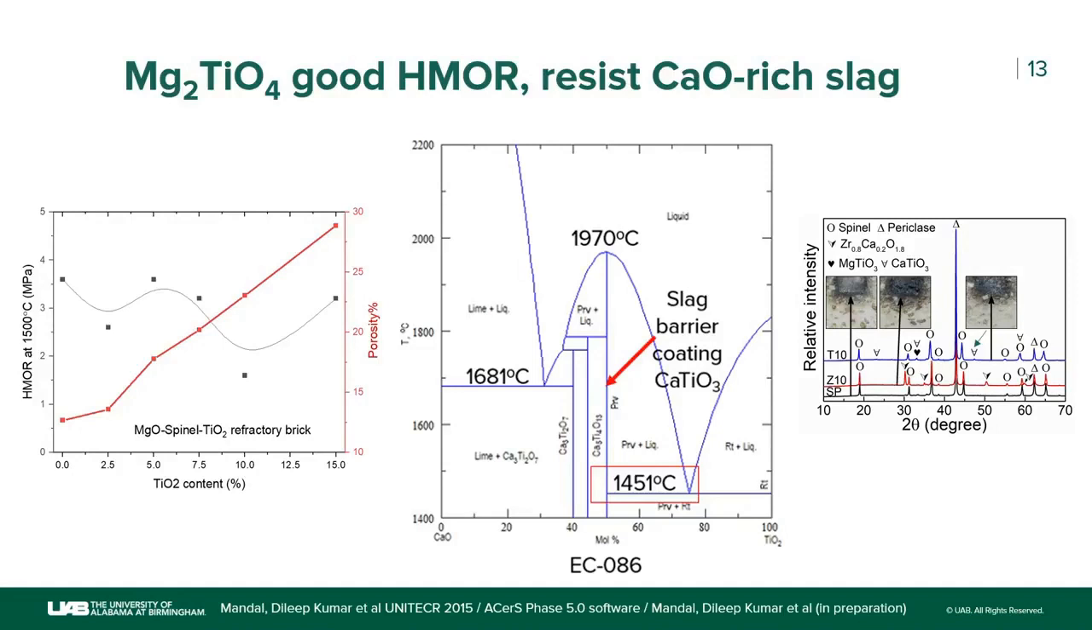The second thing this magnesium titanate material does is that it can form a slag barrier coating. When your slag is interacting with your refractory at this junction point, it forms this calcium titanate phase, which is a refractory phase, and it prevents slag corrosion. We actually took some sample out of it and did XRD, and we found calcium titanate peaks in it. So this material does work in real life. And there are a few patents and one or two research papers which talk about this.